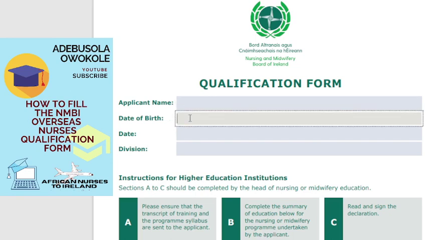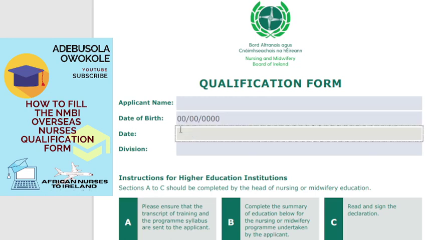Your date of birth is your date of birth as usual, typed in this format: day first, month next, and the year last. And the date is the same date that your qualification form is going to be signed. That is the date you put in that date slot.